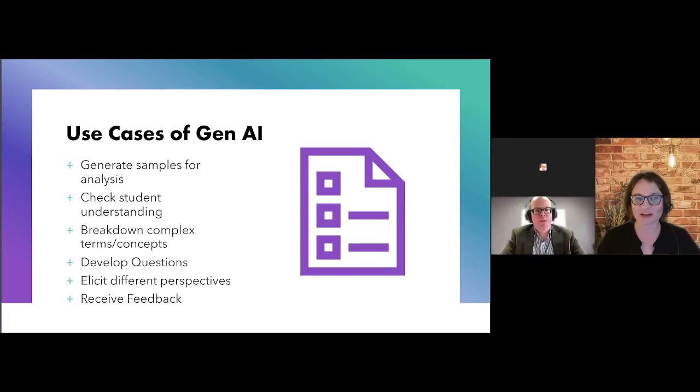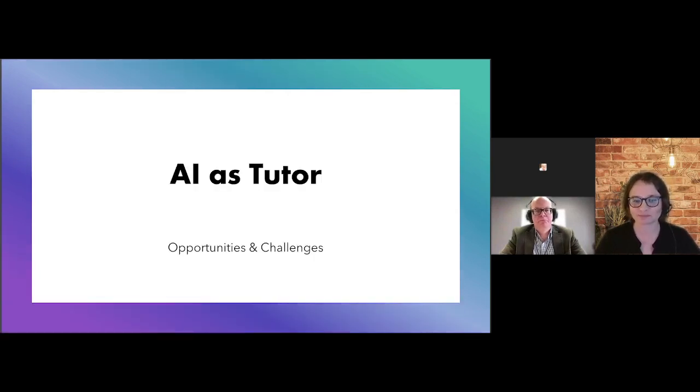Some of these I've already touched on, but I also want to highlight these two at the bottom specifically. So one is to elicit different perspectives. This means that oftentimes when students write a paper, they write it and then they're done and they don't think about the topic. If you have them engage with AI, then they can ask the AI for different perspectives, different viewpoints. They can ask the AI to challenge them by offering follow-up questions that can help them think through things more deeply than they might if they just wrote one version of something and turned it in.